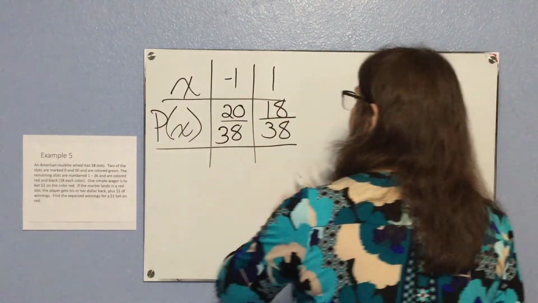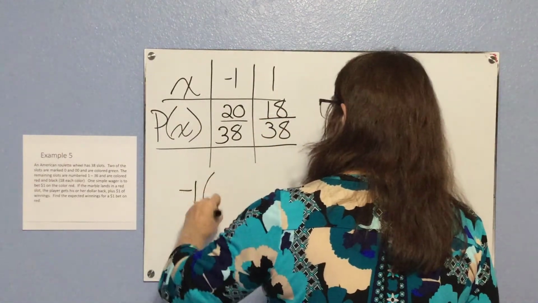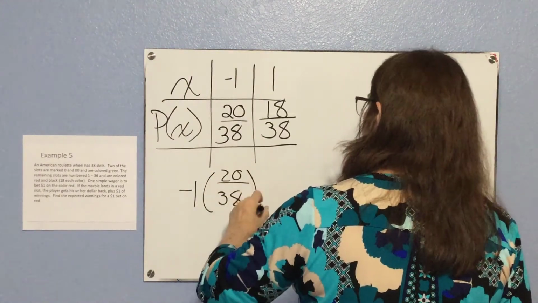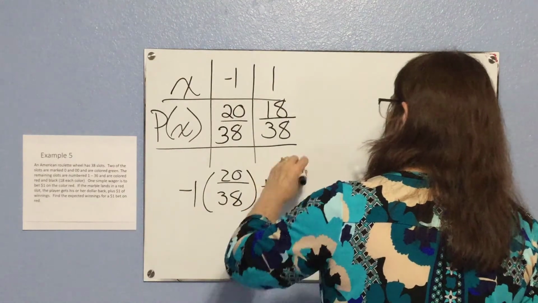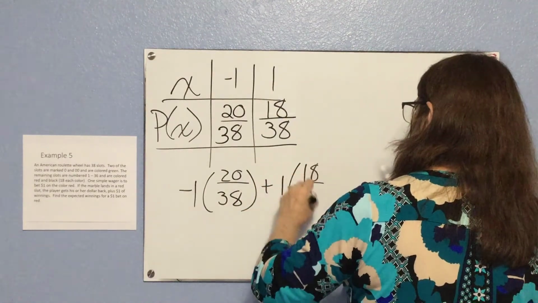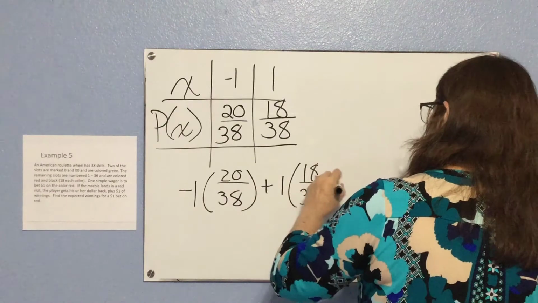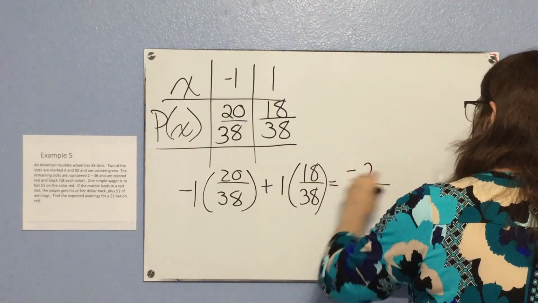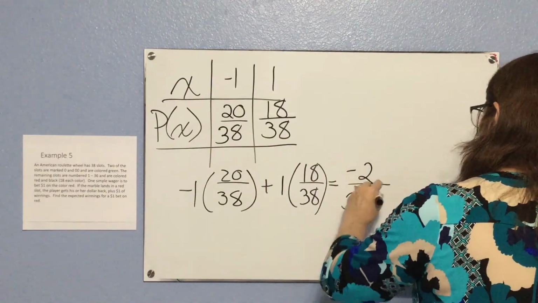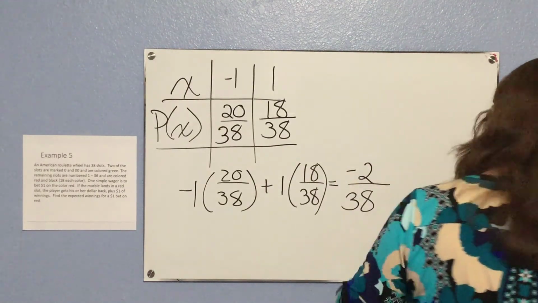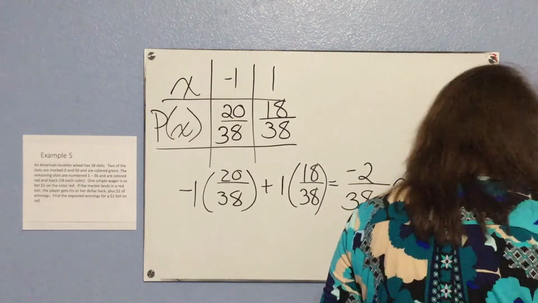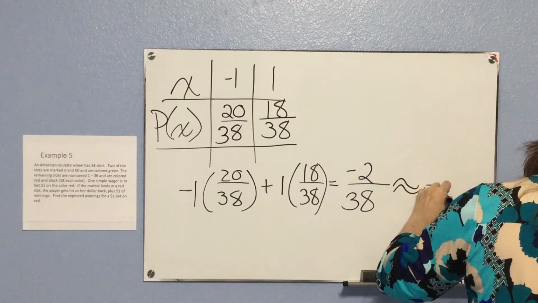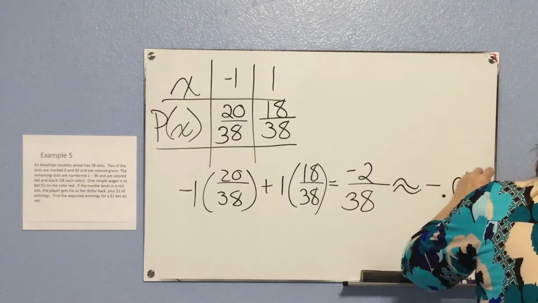So now I'm going to multiply -1 times 20 out of 38 plus 1 times 18 out of 38, which is going to give us -2 out of 38. Okay, and that is approximately negative 0.053.